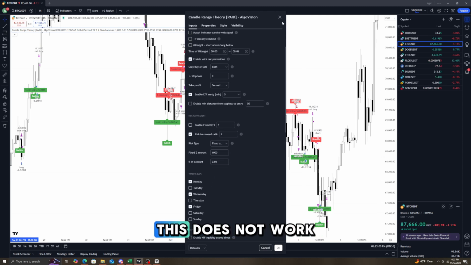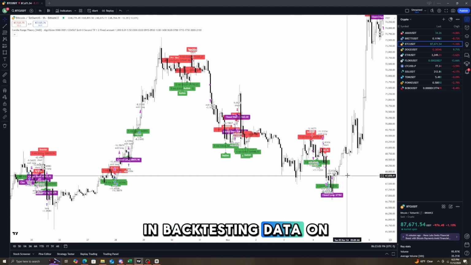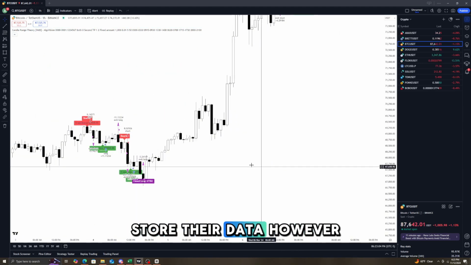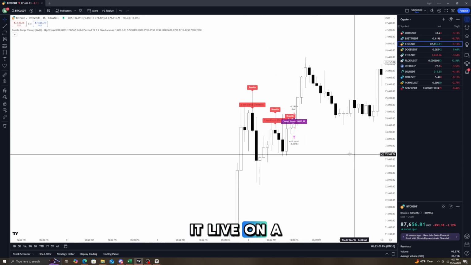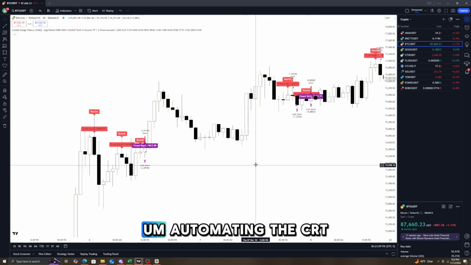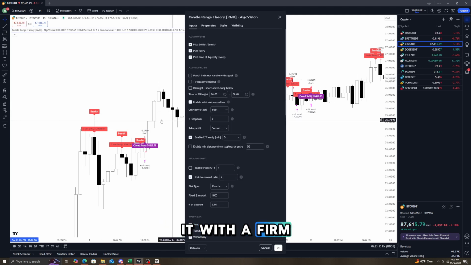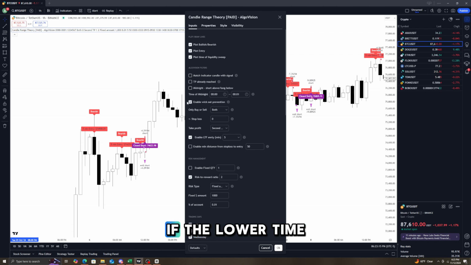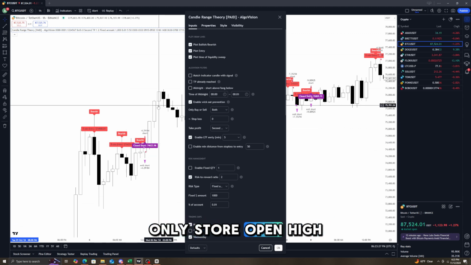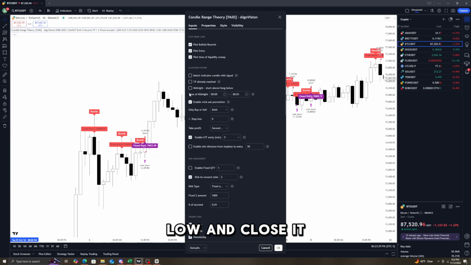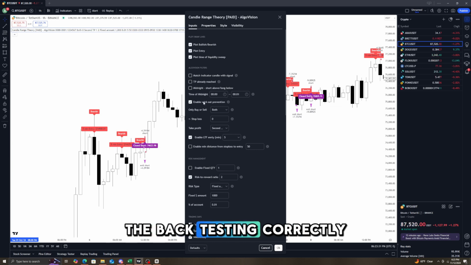Wickout prevention, this does not work in backtesting data on TradingView because of how they store their data. However, if you do use it live on a strategy for automating the CRT indicator, if you were to automate it with a firm, it does work. You will not get wicked out if the lower time frame does not close below or above your stop loss. So you can't get wicked out in live trading. However, just how TradingView stores the data, they only store open, high, low, and close. It will not work in the backtesting correctly.